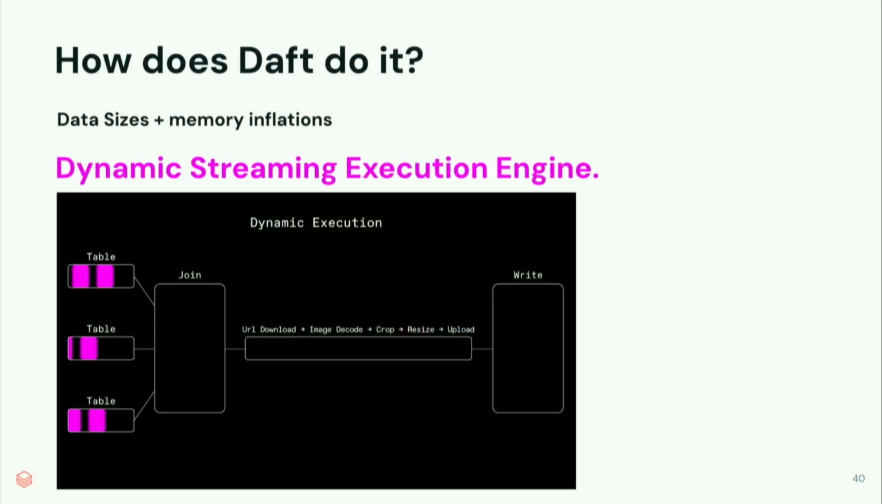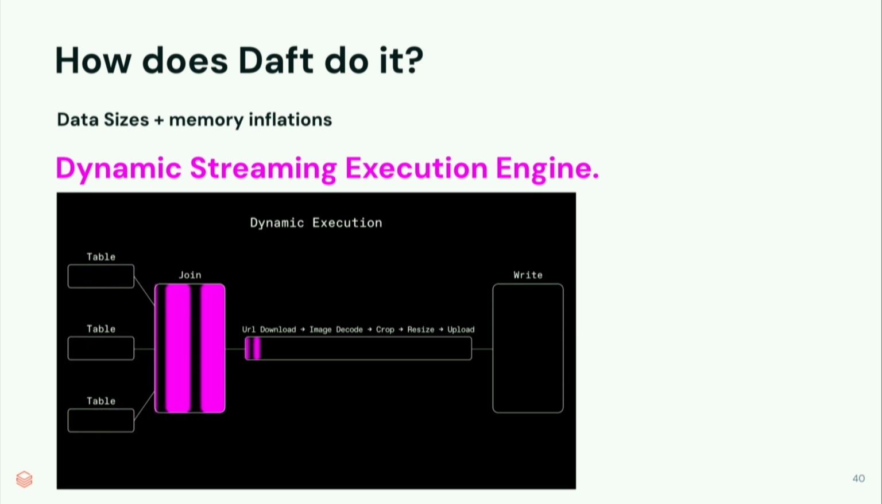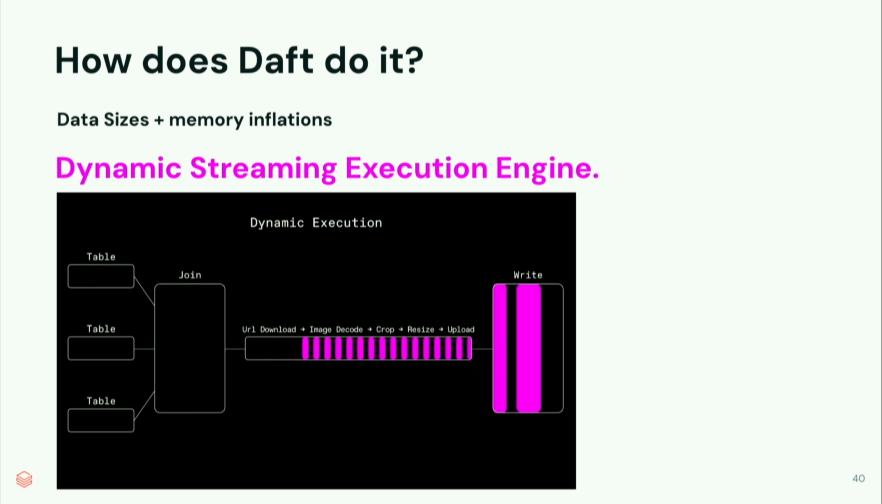How does Daft do it? Under the hood, Daft does what's called dynamic streaming execution. Remember how I told you before that Spark really struggles with batching of your data, and it's just static batching, and you have to make sure your batches are small enough that it doesn't explode memory. Daft has a very sophisticated dynamic streaming execution engine.